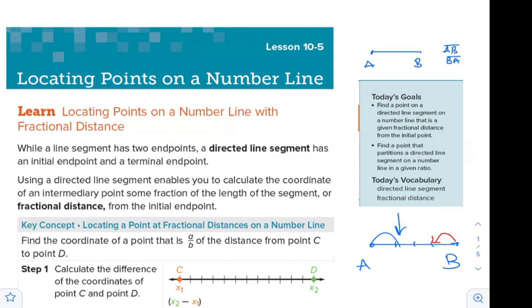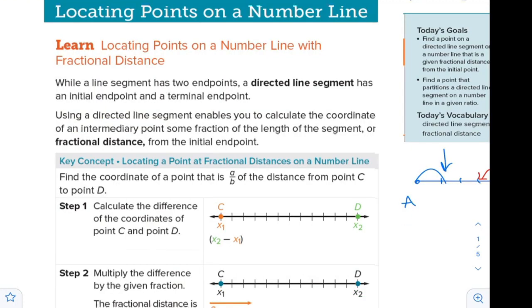What matters is that the direction tells you which is the start and which is the end. So that's why the first point will be x1 and the terminal point will be x2, to know where the location of the point is. So in this part, we will have something called fractional distance, which is the fraction that will be used to find where the point that you want to locate is. So this is the fractional distance from the initial point.